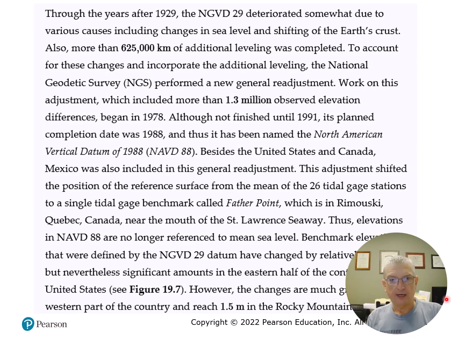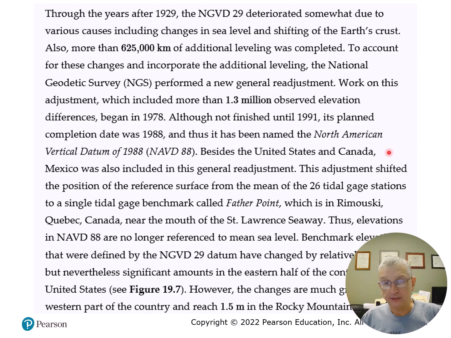And so now, instead of it being NGVD 29, the North American Vertical Datum of 88 says that is the zero elevation. So the average mean sea level in New Orleans is probably below zero, and the average sea level elevation up around Oregon is probably higher than zero. But they're all tied to the same datum now, more precisely, with the 88.